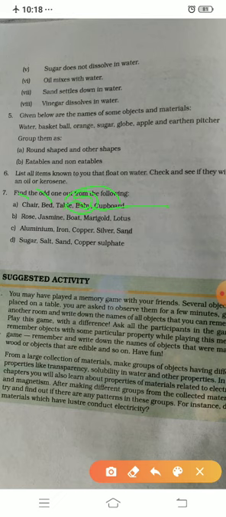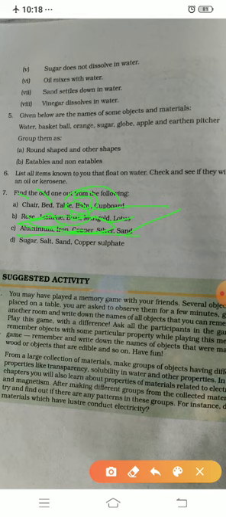Here boat is a different word because rose, jasmine, marigold, lotus, these are flowers, while the boat is a vehicle that floats on water. Now comes aluminium, iron, copper, silver, sand. Yes children, which one is different word over here? Aluminium, iron, copper, silver, these are the metals. Sand is the different one.